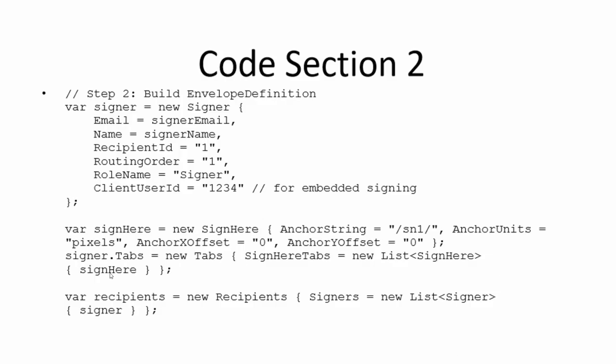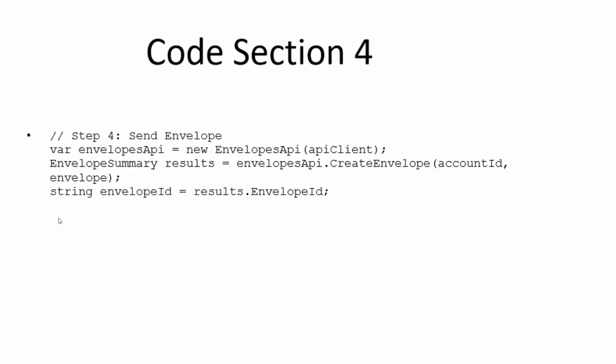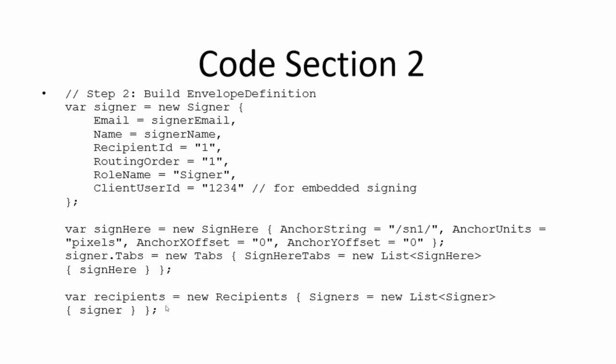And you will need to create another object, recipients, which will be a list of signers. Okay, one more thing, you can create multiple signers for one document. So as you can see here, we have new recipients, which will be signers, and it will be a list of signers in the recipients.